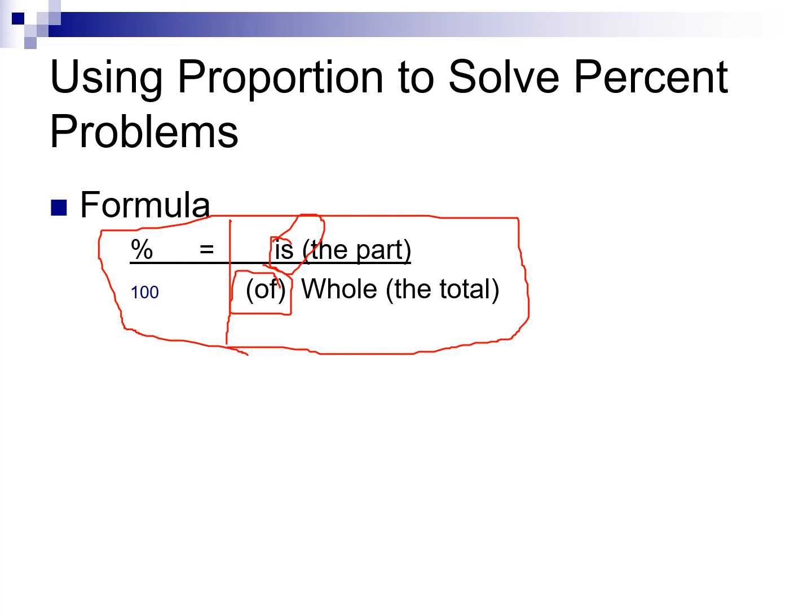But so we're looking at the percent of 100. So something is part of the whole. Okay, so the is part always goes above the of. Okay, so and always on the bottom left is the 100, the number 100, and then the percent is always above. Okay, so this will make sense here in just a minute.